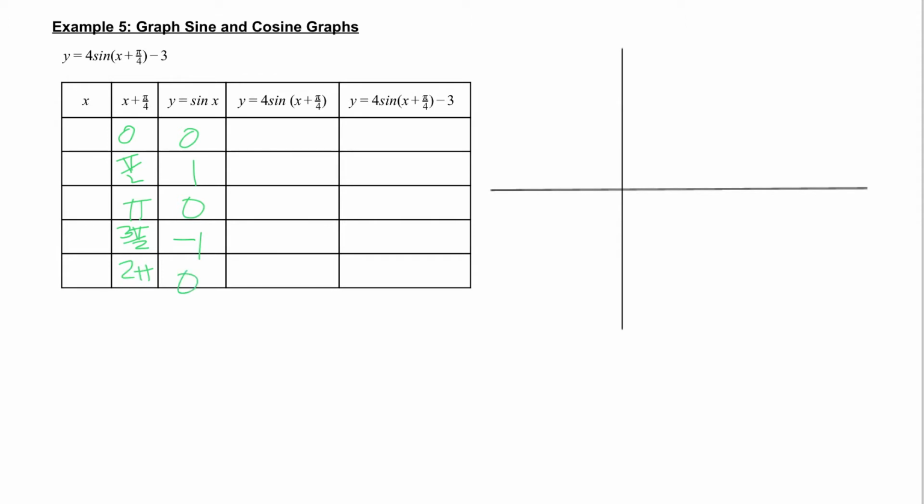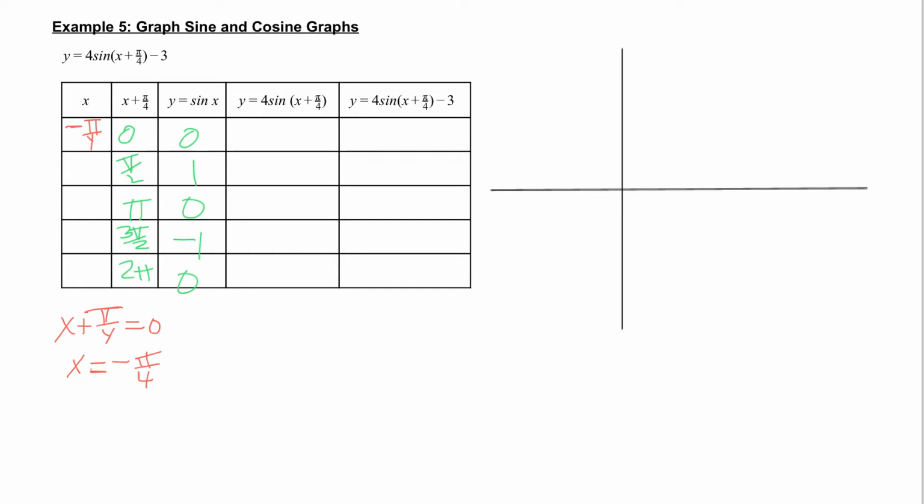Then what we need to do is find these x's. To find those x's, we're going to take this x plus pi over 4 and set it equal to our 5 key points. So let's start with 0. So we get x plus pi over 4 equal to 0. If we subtract pi over 4 from both sides, we get x is equal to negative pi over 4. So that goes in our first one.